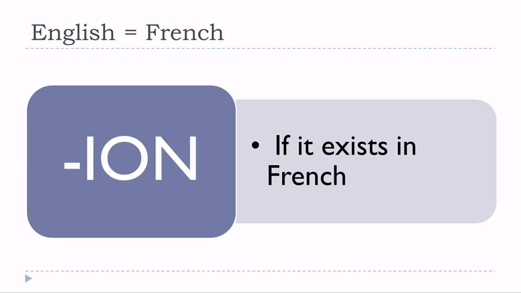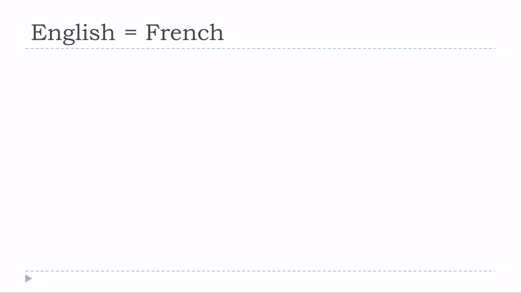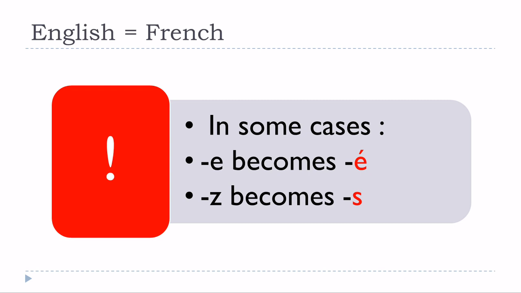That's the reason why I wanted to make this huge list, but then after that, you'll know which one exists in French. And then remember that in some cases, the word will change a little bit, so you get the example here. Z will become A, and then Z will become S. Okay.